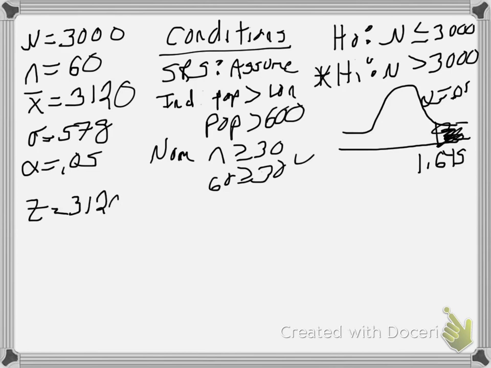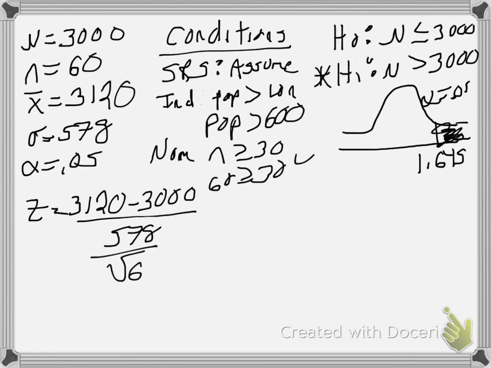3,120 minus 3,000 over the square root of 578. Notice that sigma is given. I'm sorry, not the square root of 578. I'm trying to do too much, going too fast. Okay, 578 over the square root of 60. And guys, if you're having problems with these formulas, they're right on your blue sheet. So our z-score in this case is going to be 1.61.